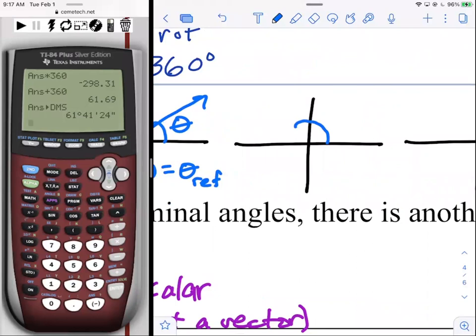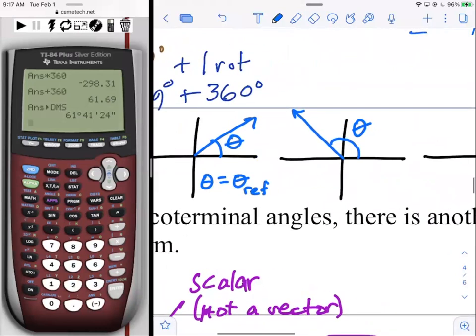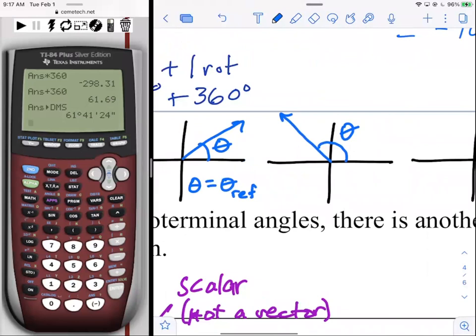What if my angle theta terminates over here? Here's theta. Theta gets me into quadrant 2. How do I find the reference angle? Well, let's identify the reference angle first. Okay, it was the same over here. Over here, here's the reference angle, right? This is the reference angle. It's the measure between the terminal ray and the closest x-axis.